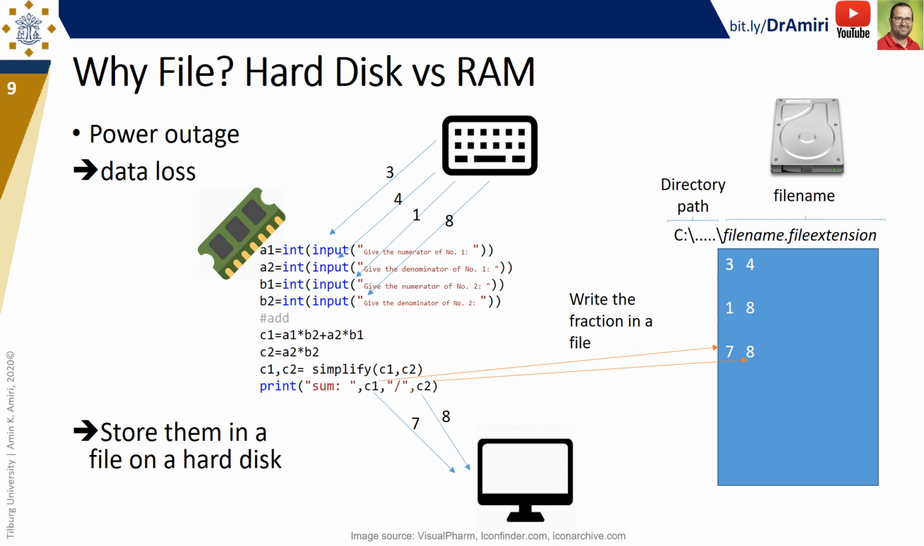So having the file helps us in a way that now I can write the outcome, the fraction that is the result of 3 over 4 plus 1 over 8, inside the file rather than printing it and showing it to the user. Or I can do both. I can also write it in the file and also print it and show it to the user. We can also read the fractions from a file instead of getting input from the keyboard.